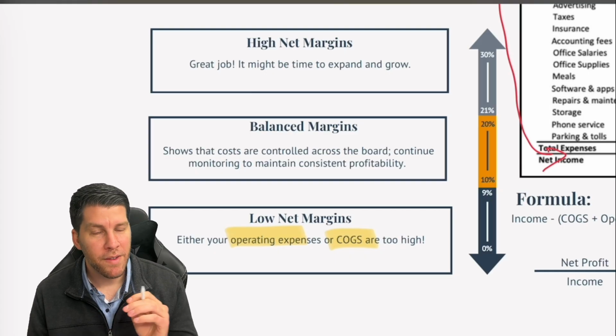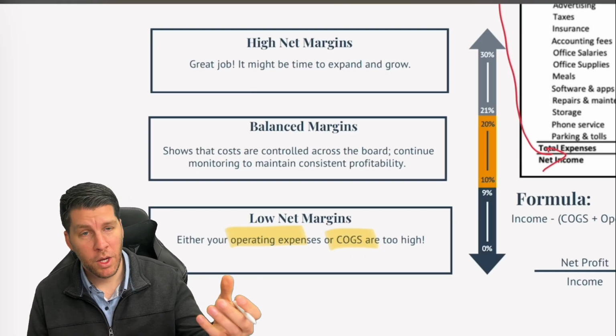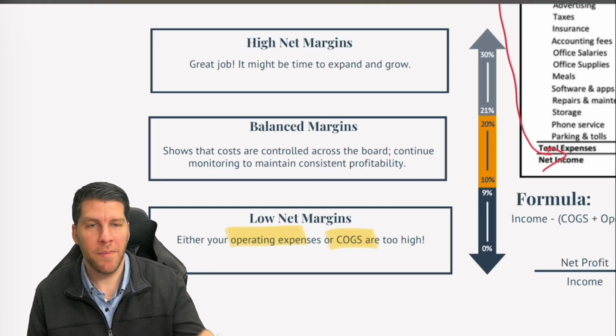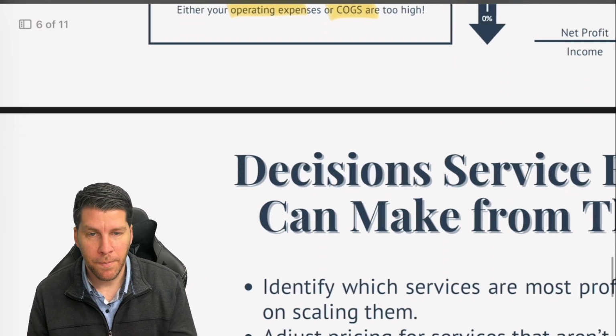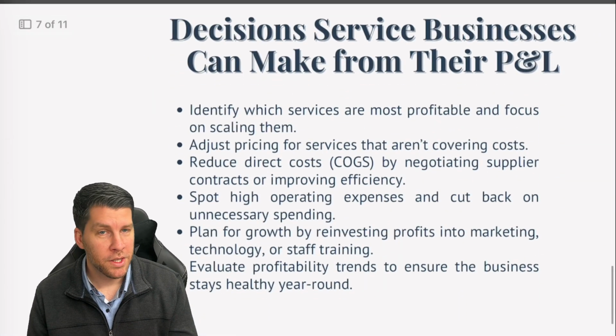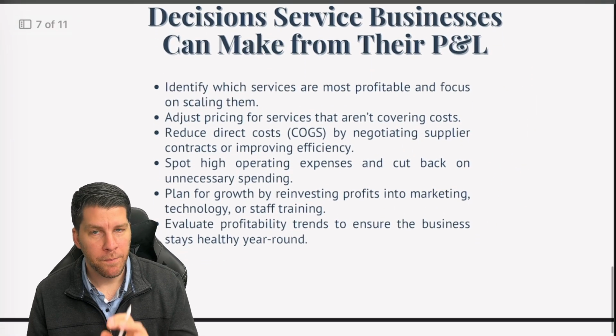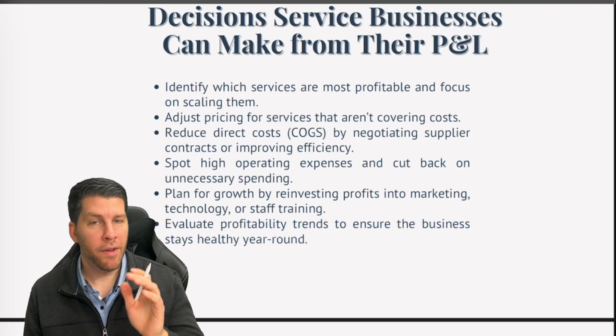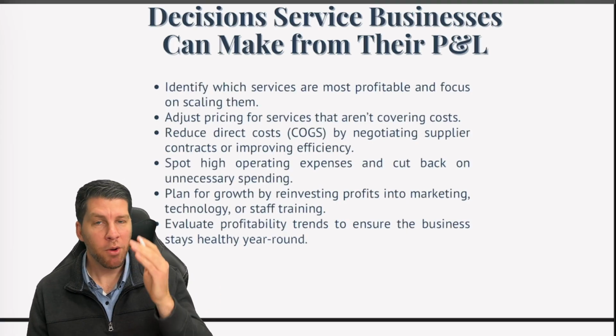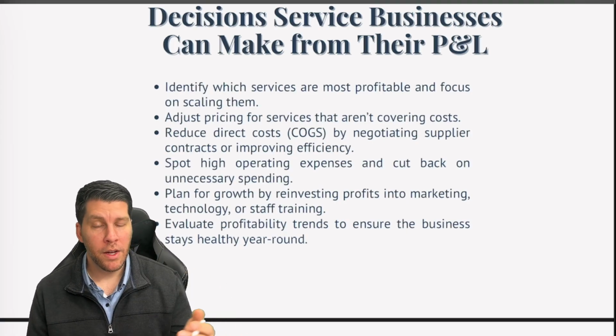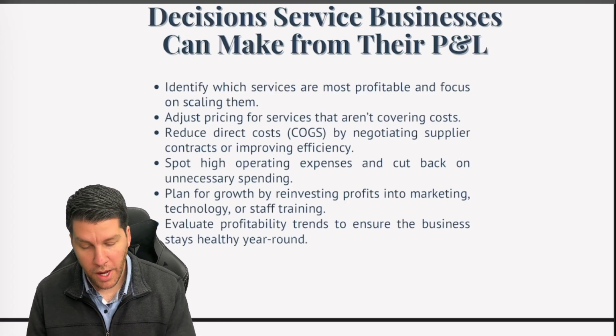So that's where you have to dive in to see, is the problem in the field, or is the problem in producing the work, or is the problem actually in the office itself? So some simple decisions that can be made from your profit and loss. If you have your work, which I would recommend, divided up by different service that you provide, like commercial, residential, you do that typically by class inside of QuickBooks. Then you're going to identify which services are most profitable.